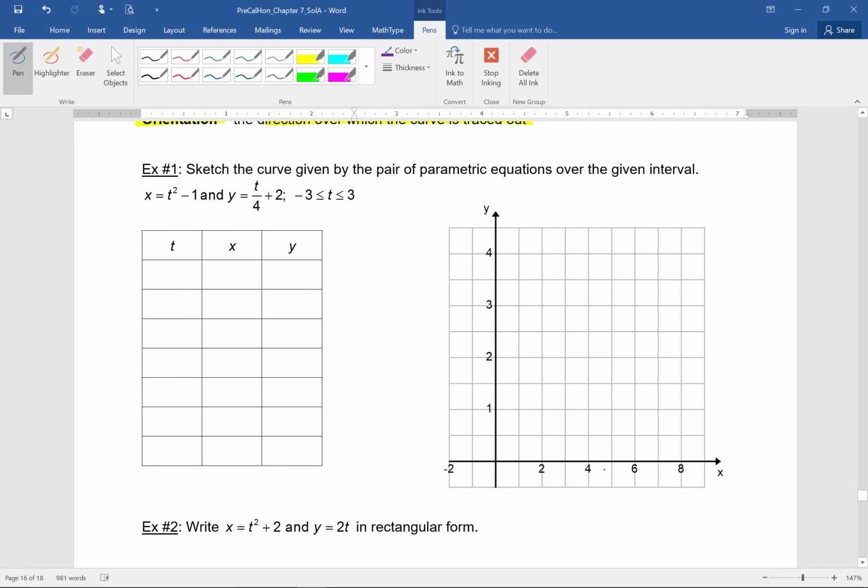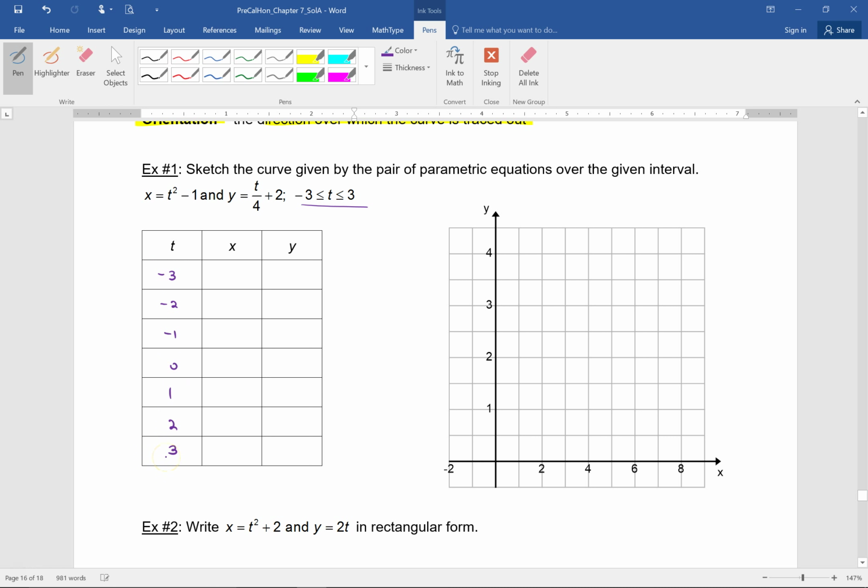All right, we're going to sketch the curve given by the pair of parametric equations here. So we're going to graph over x and y for different time intervals, okay? And it gives you the time interval. We're going to go from t equals -3 to 3. Okay? So let's do that. You plug these values into your x and y: -3, -2, -1, 0, 1, 2, 3.